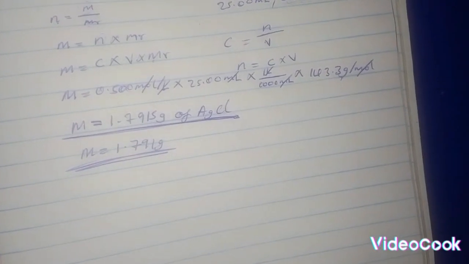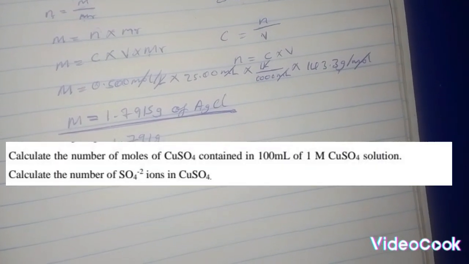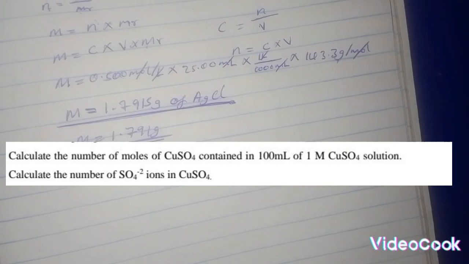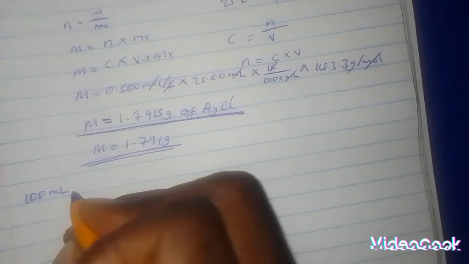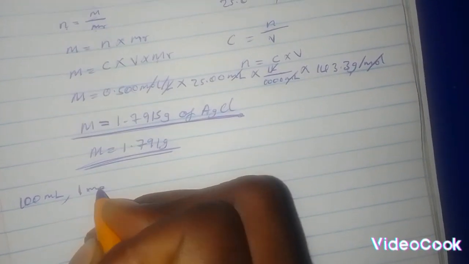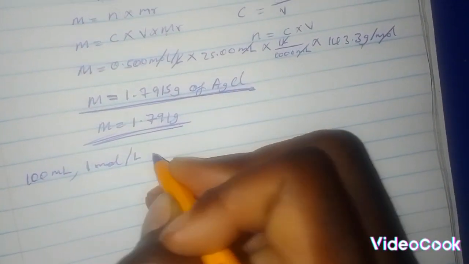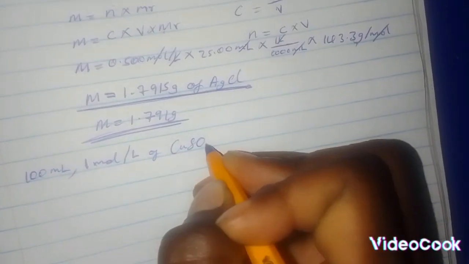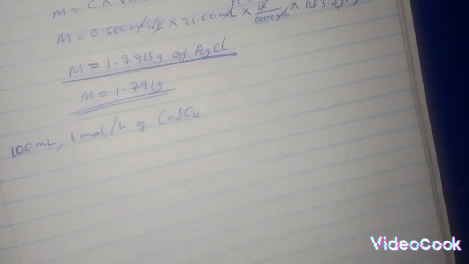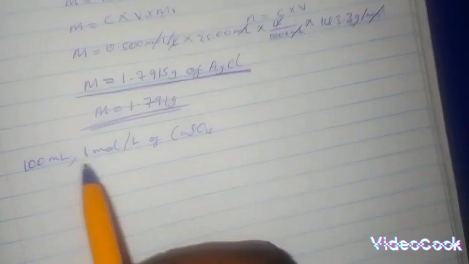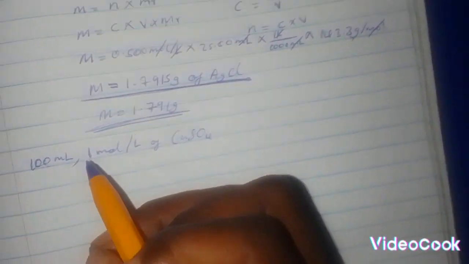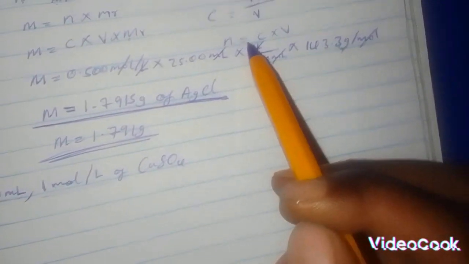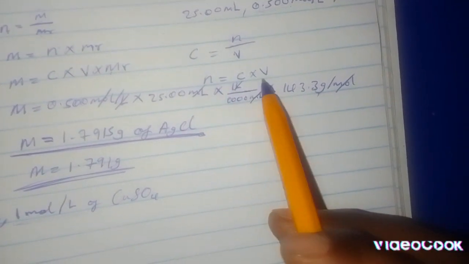Calculate the number of moles of copper sulfate contained in 100 mL of 1 molarity copper sulfate solution. So we are given 100 milliliters of 1 mole per liter copper sulfate. Calculate the number of moles. How are we calculating it? Simple. We have volume and molarity, and from our previous question, we made the number of moles the subject of the formula.